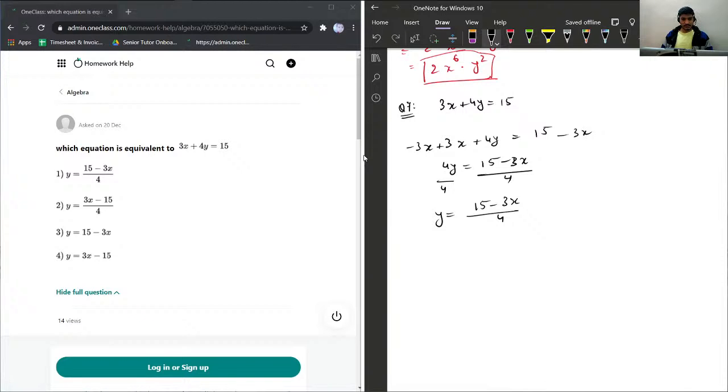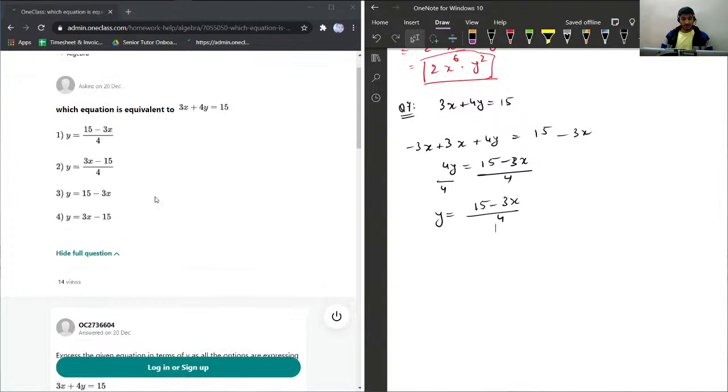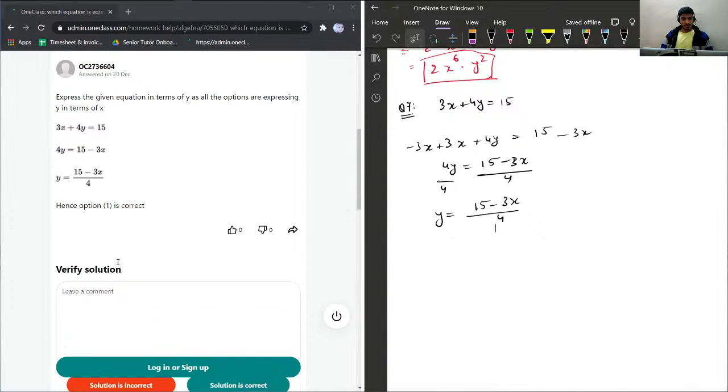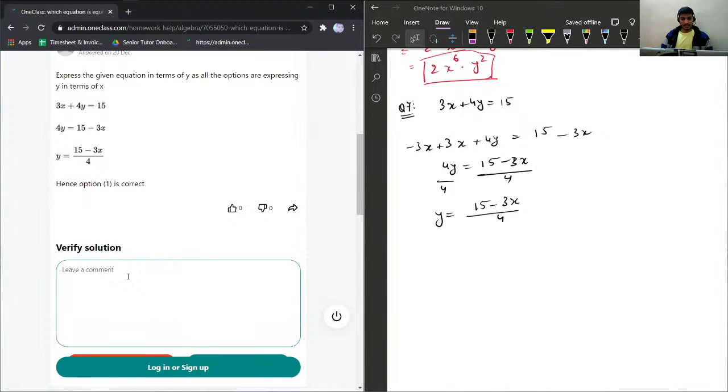Let us see whether we have it. Yeah, the first option given here is the exact same equation which we are getting in the answer. So the answer here is the first equation, and the solution given by Junior Tutor is also correct. So I'll just write correct solution. Good work.